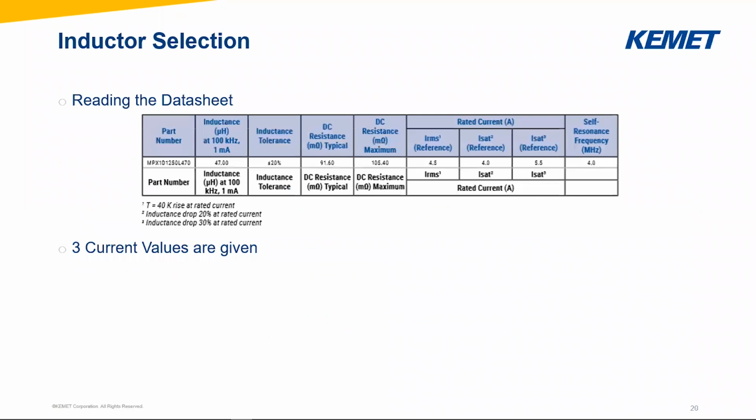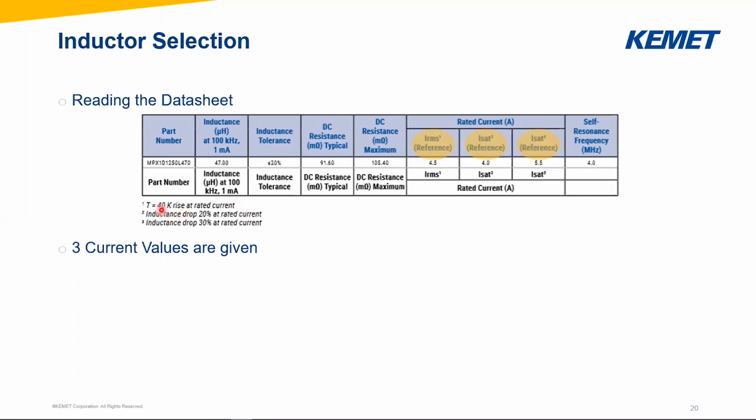So now let's read the data sheet. This is the data sheet of our MPX series, and this is just a screenshot of one value, which is 47 microhenry, because I just said 47 microhenry is better than using 33 microhenry. What I can see is a tolerance, that's clear, DC resistance, typical and maximum. And then I can see 3 rated current values, which are given. And I can see what all of these mean.